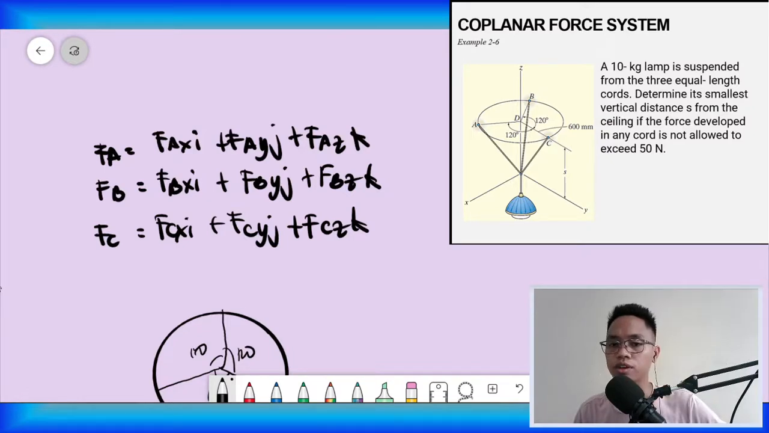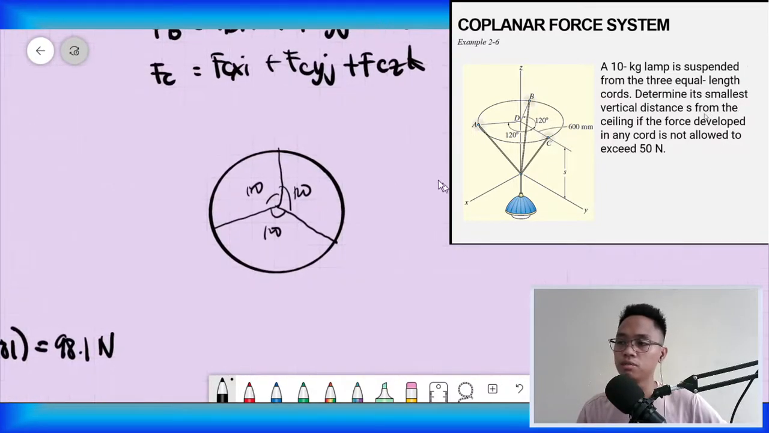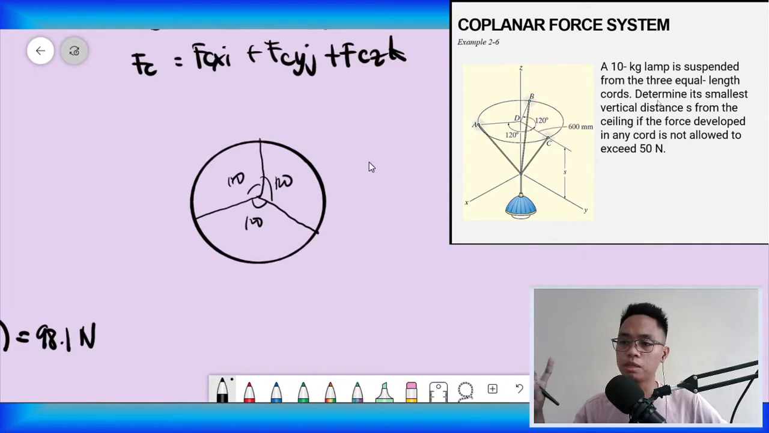Okay, so we will verify whether the forces are the same. But since the problem says so, that is equal length, three equal length cords. So if you analyze it, whatever force is exerted by FA on top, that would also be the same force exerted by B. Since they are equal length, their forces should be equal.